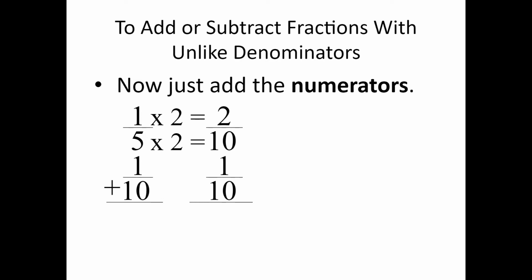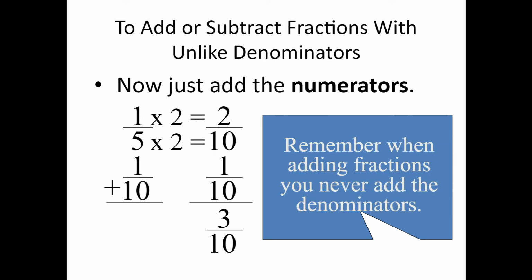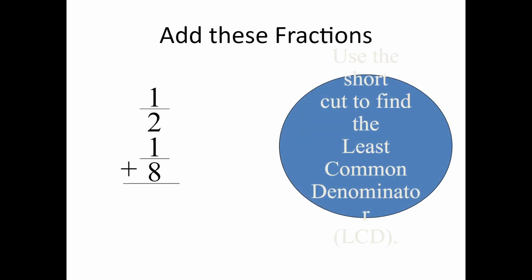Now just add the numerators. 2 plus 1 is 3. The denominator stays the same. Remember, when adding fractions, you never add the denominators. Let's try another one. Use the shortcut to find the least common denominator, or the LCD.